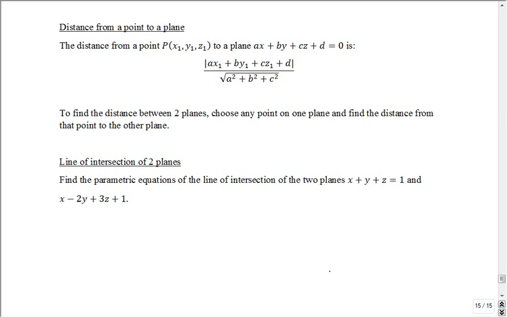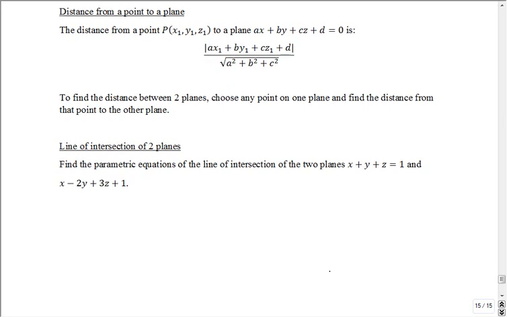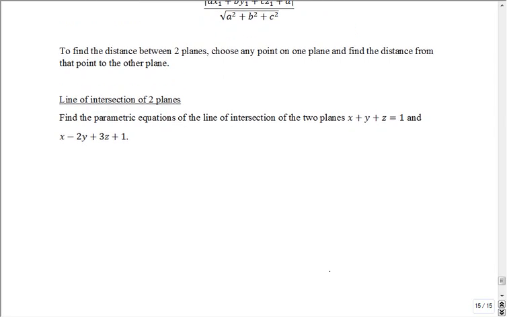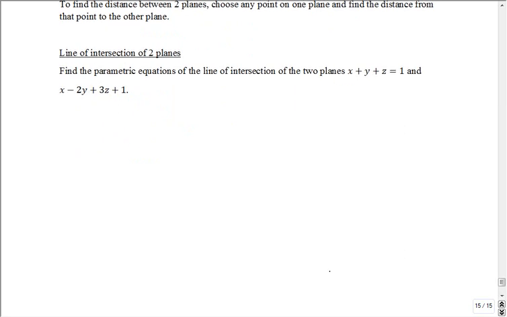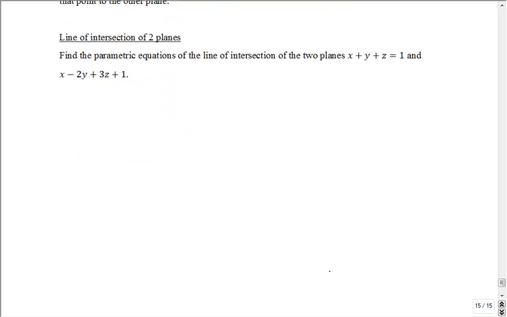What is more important? Let's look at the line of intersection of two planes. Now, when planes intersect, they intersect on a line. Okay, so this is extremely important.